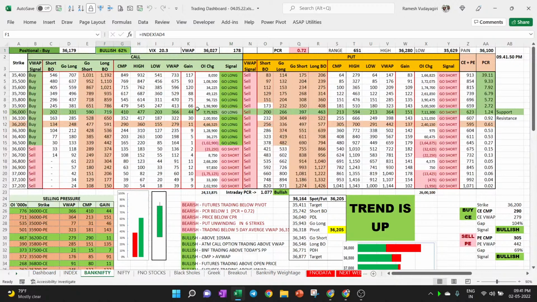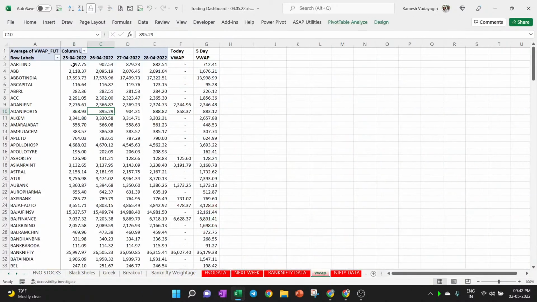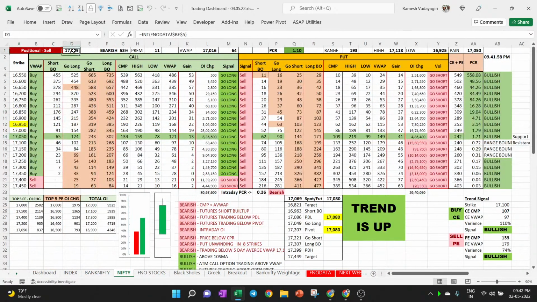And for those who are tracking the anchored VWAP, the 5 days anchored VWAP, that is also being tracked here. So what we are doing is, we are considering the last 4 days VWAP and today's VWAP also, and this is what we are taking here. If you see, there is a sheet called VWAP. So the last 4 days VWAP will be here, and today's VWAP is also here, and we are tracking this for the Bank Nifty. Similarly, Nifty is also available. You can see Nifty also available.